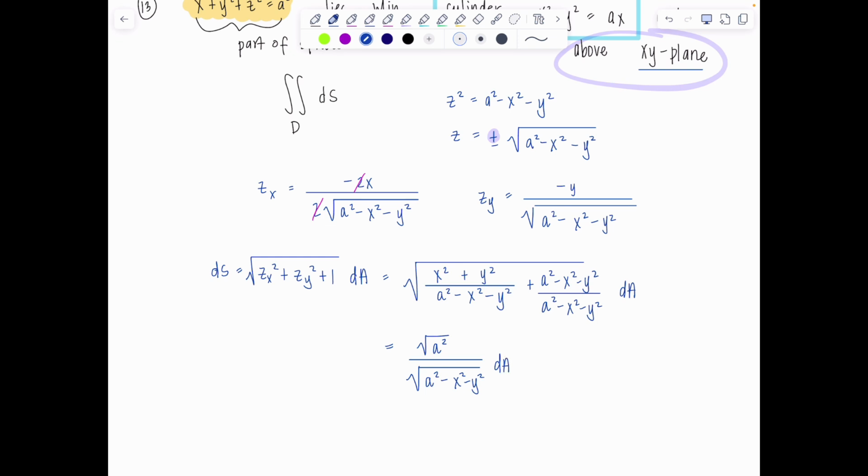And then technically that gives us absolute value of a, but a is just going to be the radius of the sphere, so we can just use the positive. So we have a over square root of a squared minus x squared minus y squared dA. I'm going to leave it right now. I have a feeling we're going to go polar, but let's leave it till we've committed. Okay, questions on this part?